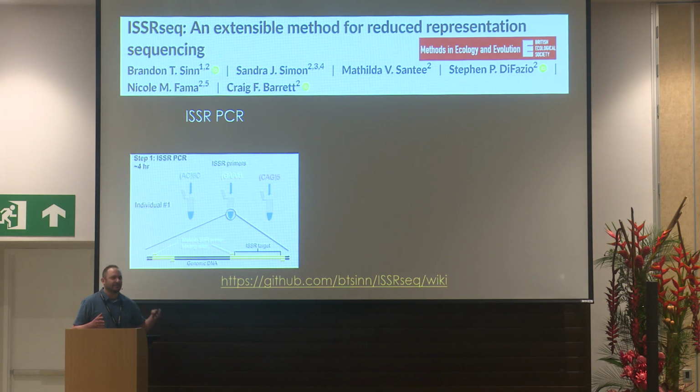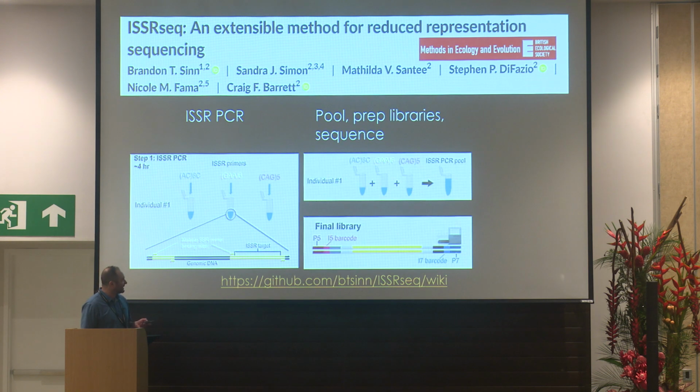That stands for intersimple sequence repeat loci. So you're amplifying this higher complexity area between microsatellite repeats. And instead of running them out on a gel and scoring the bands like people used to do back in the 1990s, this time we're sequencing them. So we're pooling them together and sequencing them.